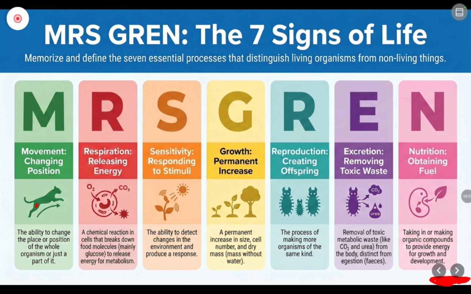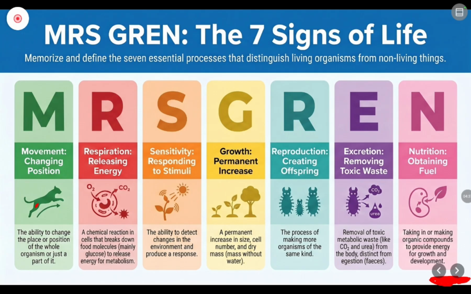Now, growth. Growth is a permanent increase in size. If I have a seedling, that seedling will grow into a plant, and that plant will grow into a tree, and that tree will grow into a much taller tree. If I have a baby, by 6 years old, then 10, then 16, he will continue to grow, and that growth is a permanent increase. You cannot see a 16 year old having the same height as a 6 year old. No, it's a permanent increase in size, cell number, and dry mass. And when I say dry mass, it is mass without water, okay?